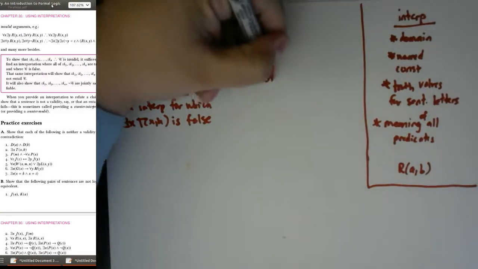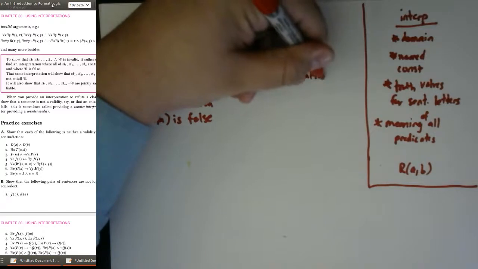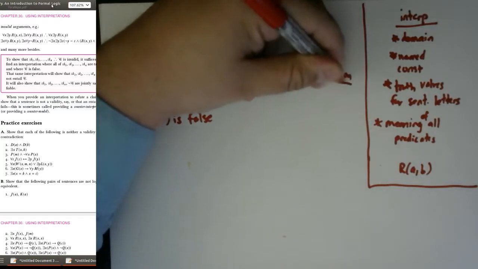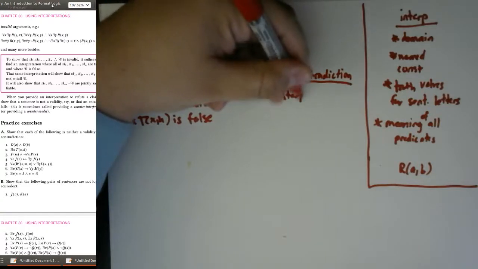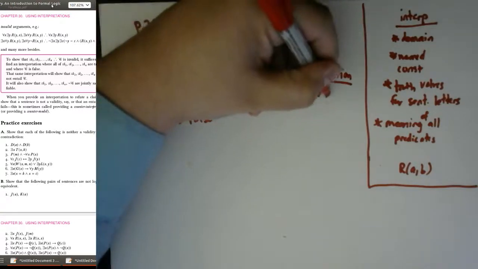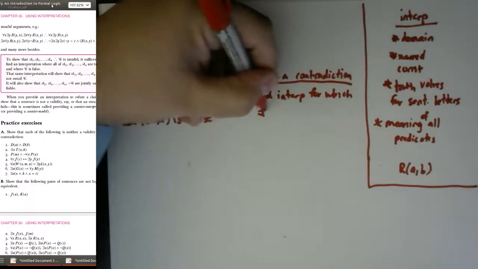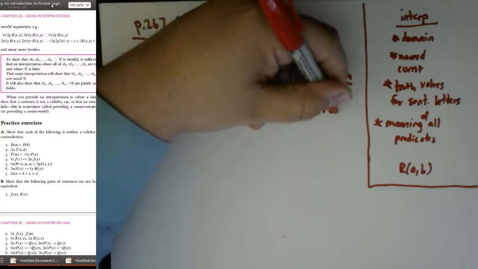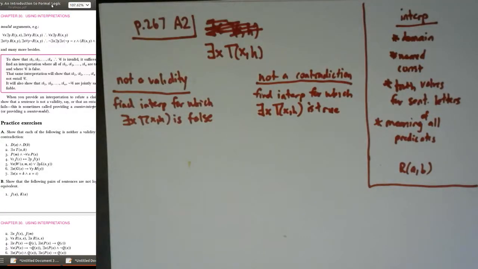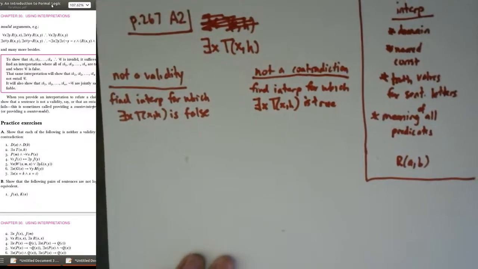And to show it's not a contradiction, it means we need to find an interpretation for which there exists x T x H is true. And so that's all I have to do. And so I have to pick domains and so on.